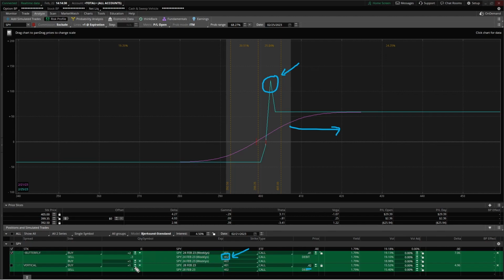The flip side of that, of course, is you have additional commission associated with these additional contracts. So that's one downside. And you also have less time in your favor, given that this is this week's expiration and our 28th Feb basic vertical debit spread, which gives us some more time, is for next week.